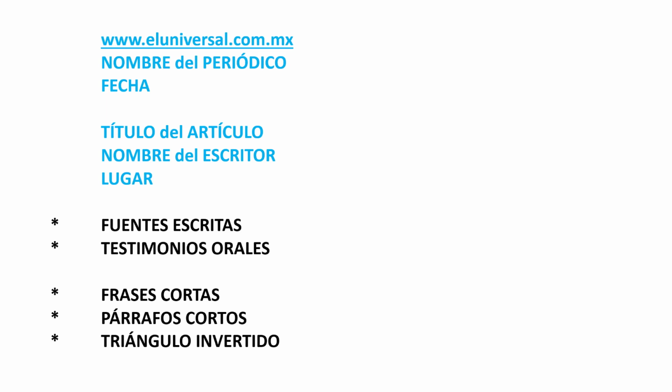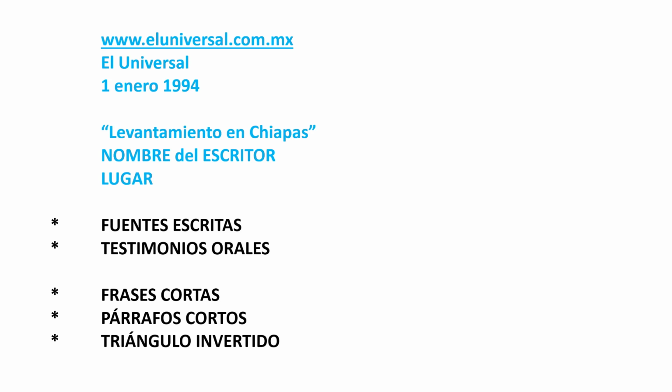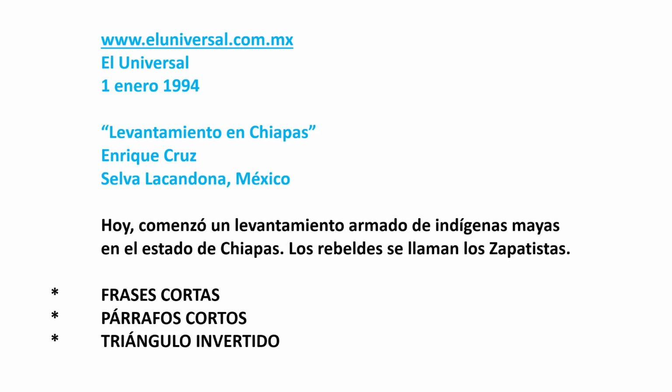www.eluniversal.com.mx. El Universal is a franchise that has newspapers in many Latin American countries. So if you're going to write a news article, El Universal might be a good name for that newspaper. El Diario is another one. There are many. El 1 de enero 1994 might be the date. Levantamiento en Chiapas, an uprising in Chiapas, the title of the news article itself, written by Enrique Cruz, en Selva La Candona in Mexico. So you now already have a pretty good idea of the where and the when of the story. The story is probably going to take place in Mexico on the 1st of January, 1994.